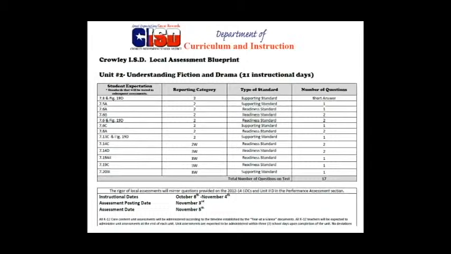Our Unit 2 for this 6 weeks is Understanding Fiction and Drama. Please pause for a moment to review the Unit 2 Local Assessment Blueprint. 21 instructional days will be utilized from October 6th through November 4th. The local assessment will be available November 3rd for printing, and the unit should be assessed on November 5th. Teachers are to administer the unit assessment within 3 school days upon completion of their unit.